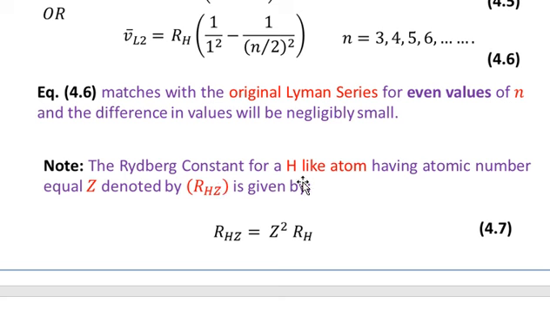Note that the Rydberg constant for a hydrogen-like atom having atomic number Z, denoted by R_HZ, is given by the following. On the left-hand side, we have the Rydberg constant for the hydrogen-like atom having atomic number Z, which will be equal to Z squared times the Rydberg constant of the hydrogen atom, as given in equation number 4.7.